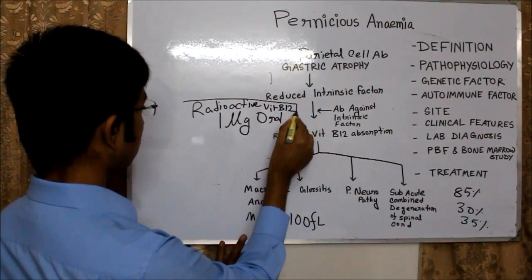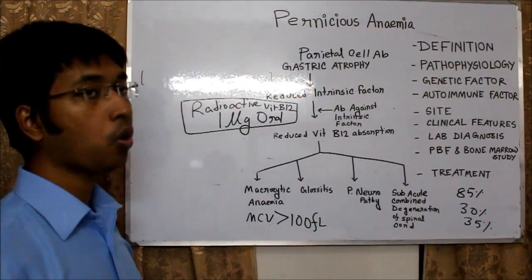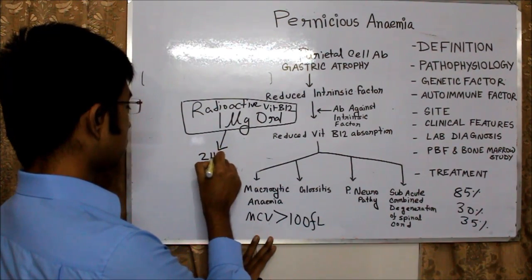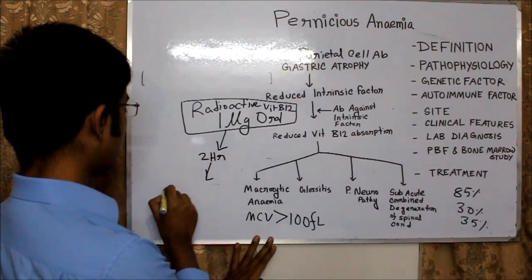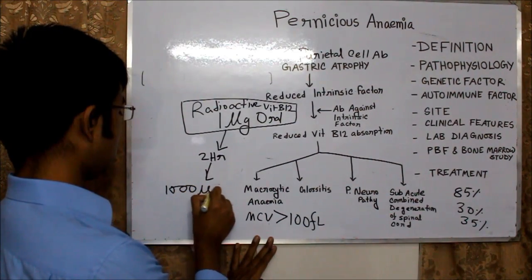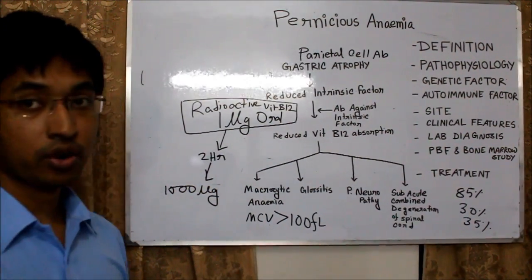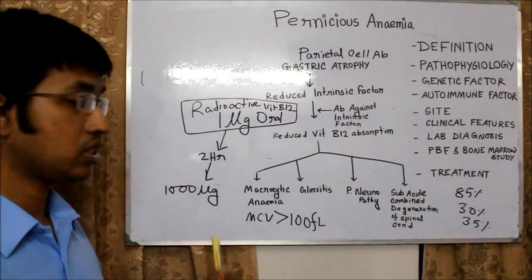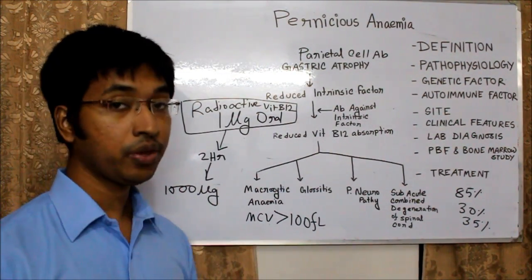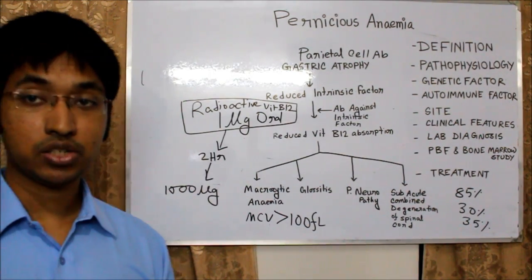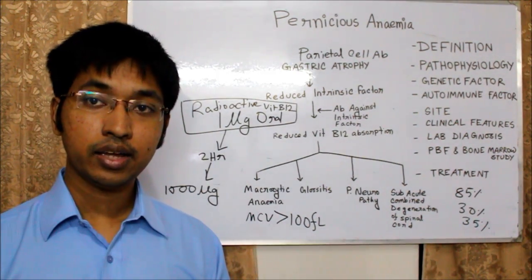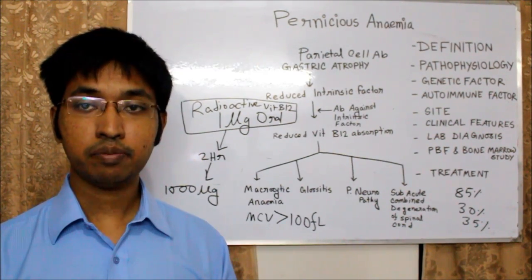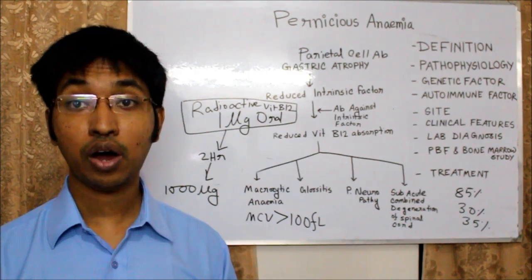Radioactive vitamin B12, we are giving 1 microgram orally, and then we will wait for 2 hours. After 2 hours, we will give the patient 1000 microgram non-radioactive vitamin B12 parenterally. This one is not radioactive. And then we will measure the amount of vitamin B12 in that patient's urine for 24 hours.